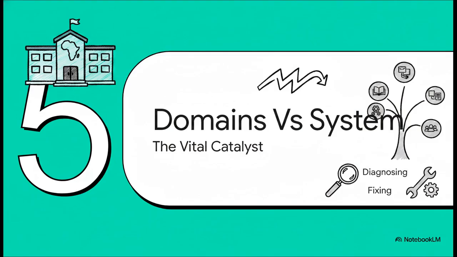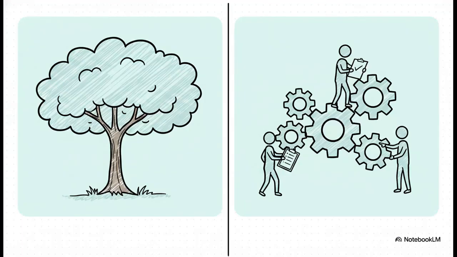Finally, Section 5, Domains versus Systems, the vital catalyst. This distinction right here is the vital catalyst for actually fixing problems. It's the grand finale of our explainer. It's what separates what we're diagnosing from how we actually go about fixing it in the real world. On the left, we have domains. These are the broad areas of institutional health we've just spent our time mapping out. On the right, we have systems. These are the repeatable structures, processes, tools, and the actual people doing the work.